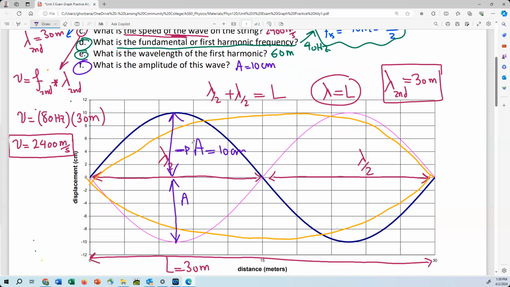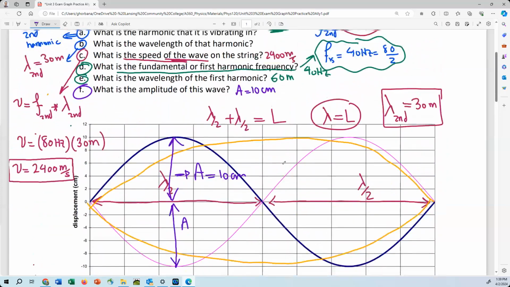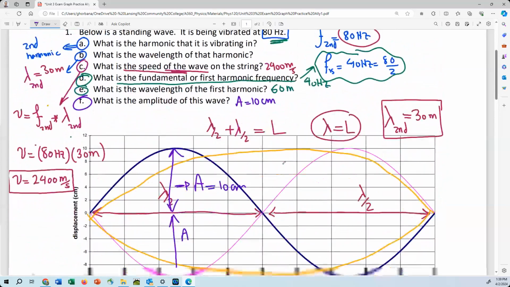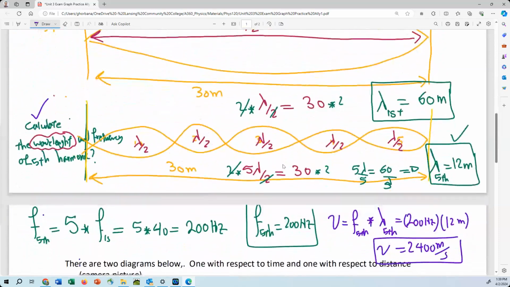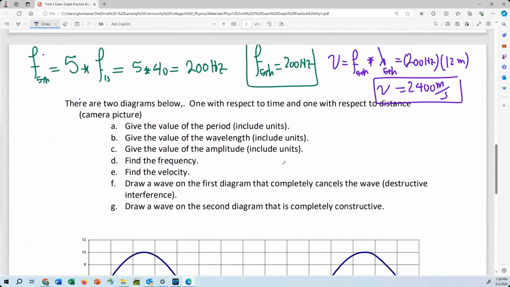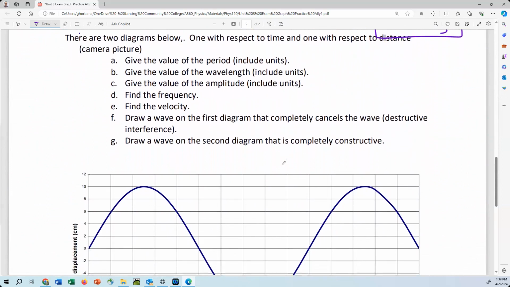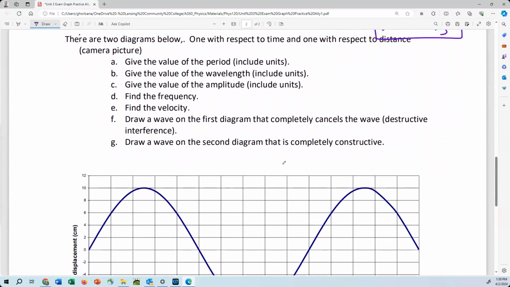Okay, so we are done with the first problem. If you don't have any question, we can just move on to the next problem.